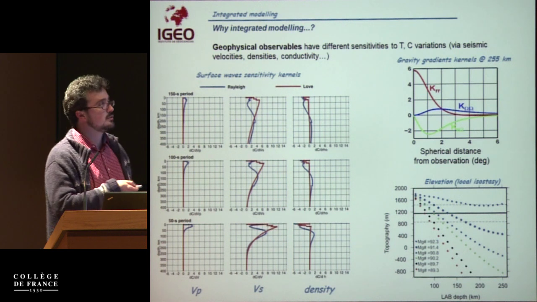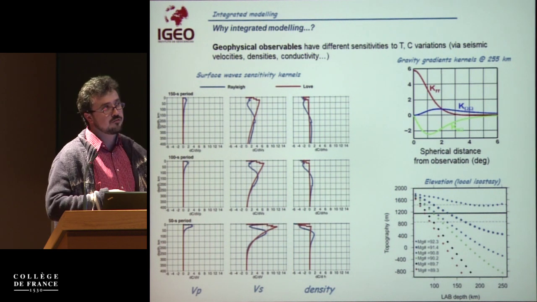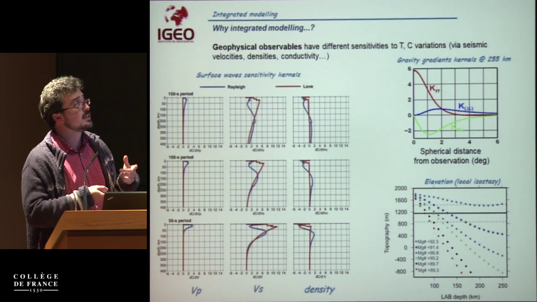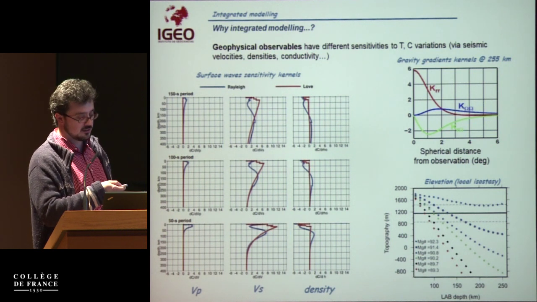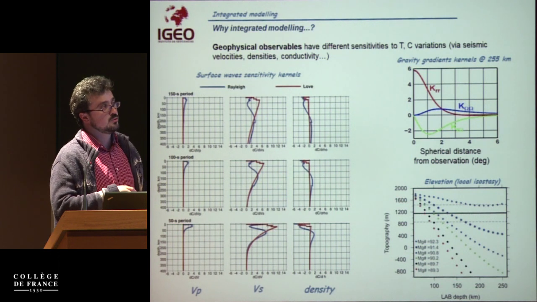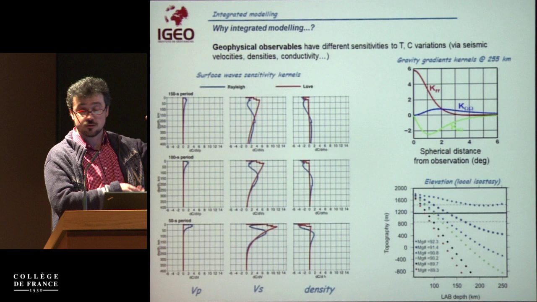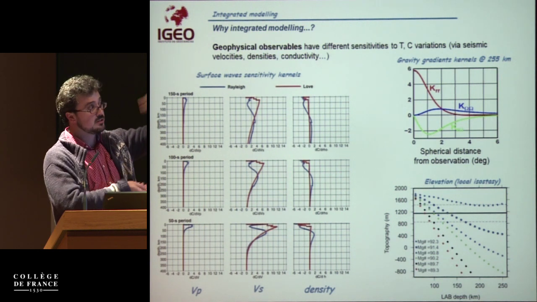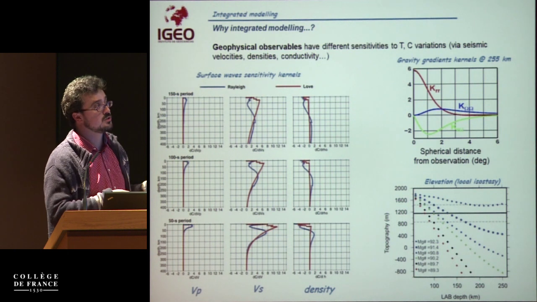Or this other plot here, which shows you the topography or the elevation as a measure of the buoyancy of the lithosphere. You can see how that changes when you change the thermal thickness of the lithosphere. Normally, if you make the lithosphere thicker and colder, it's denser, so the buoyancy will decrease, and this is what you see for most of the compositions.